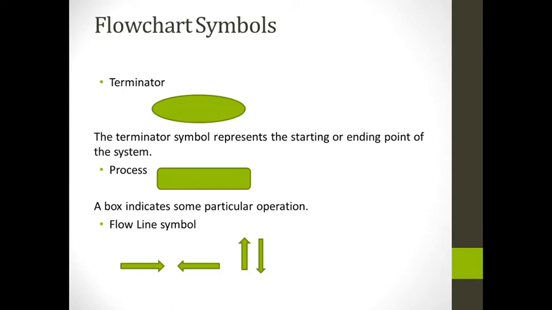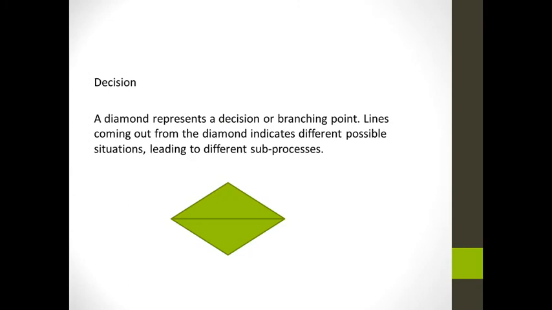And the next one is the flow line symbol. Flow line symbol shows the flow of any operation in a process. And the next is decision. Decision describes whether our condition is true or false. It is indicated by a diamond shaped box. Its answer depends on many situations or sub processes we include in our program.